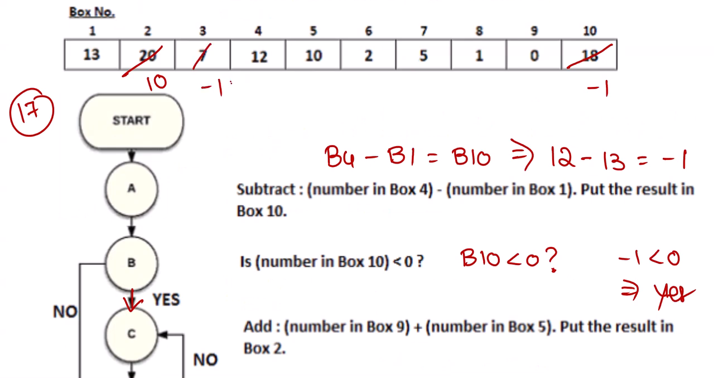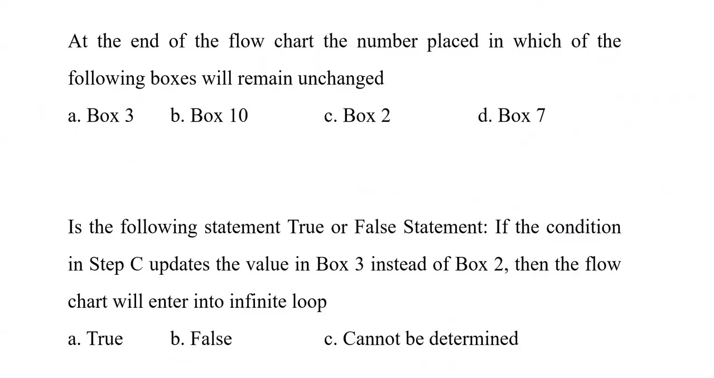One of the questions may be which of the boxes are not changed. Which of the box numbers are not changed? Changed are 2, 3, 10. Anything other than that is fine. Or sometimes they ask which box has the lowest value? Lowest value is box 3 now. Which box has the highest value? As of now, box 1. So highest value, lowest value, all those things they can ask you.